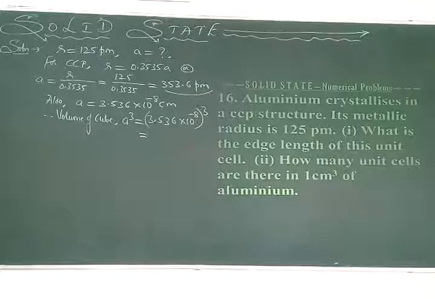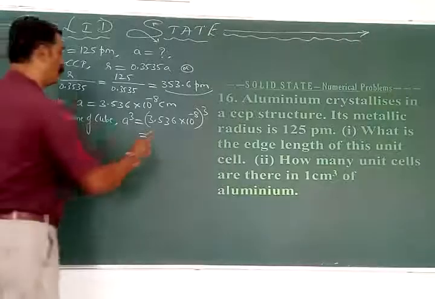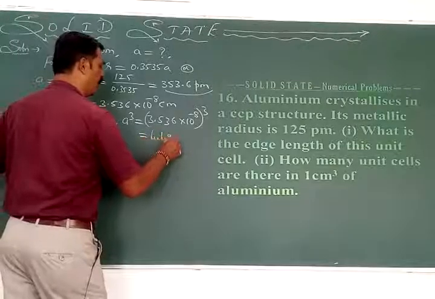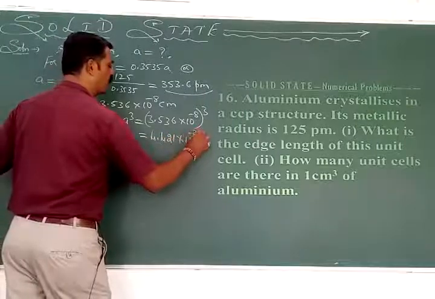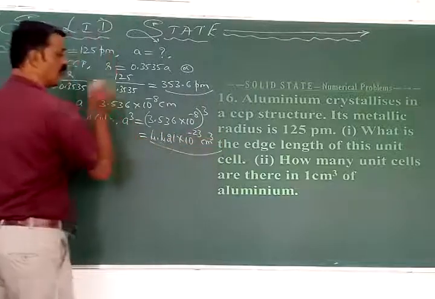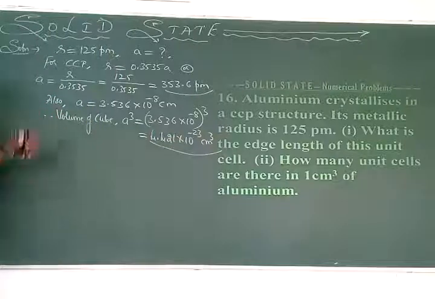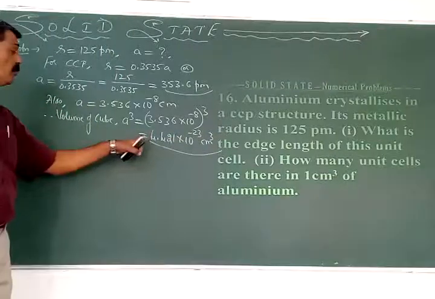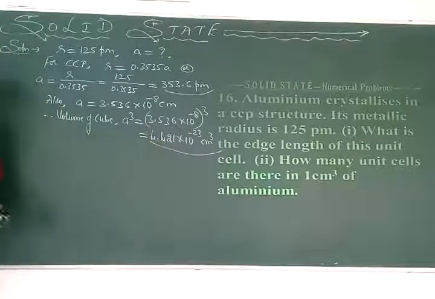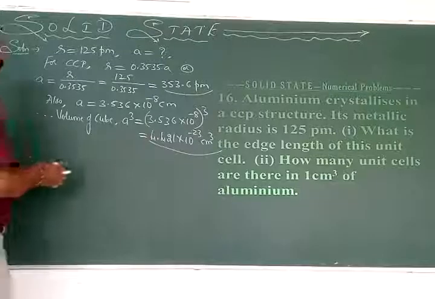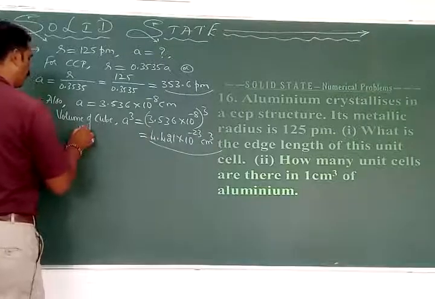The simplification of A cube is 4.421 into 10 to the power of minus 23 in terms of cm cube. What is the meaning of this? Volume of the cube is nothing but the volume of 1 unit cell.